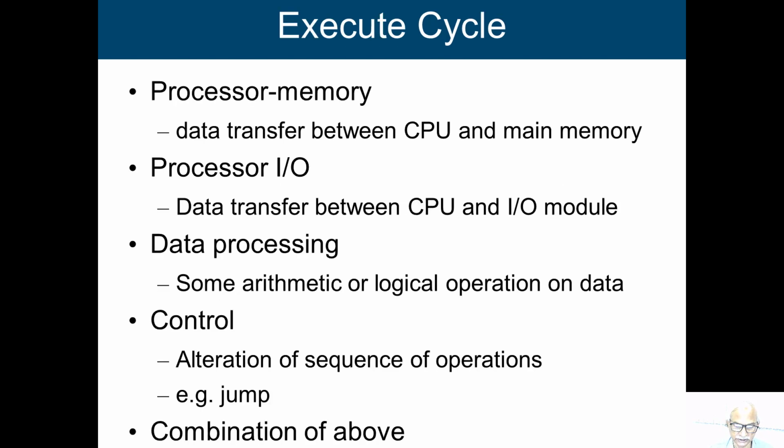So, what is the execute cycle, or what are we going to do? Now, depending on the nature of the instruction, we may do a variety of jobs. Say one kind of job is data transfer between CPU and main memory. Sometimes you have to bring the information from main memory to the CPU, or from the processor to the main memory. So, this is one kind of task you have to perform, which is basically processor to memory.